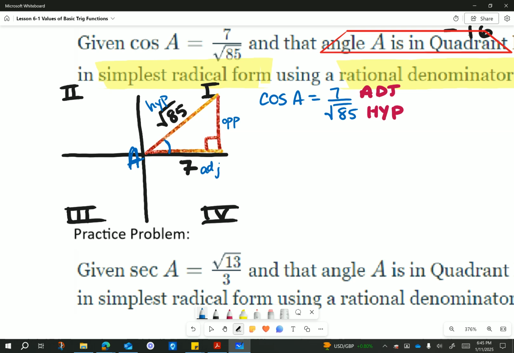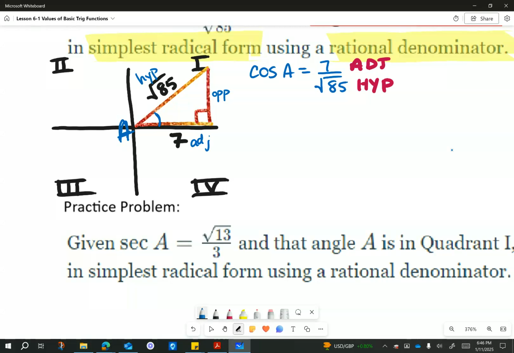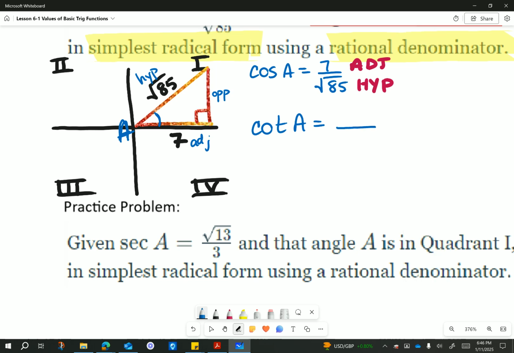So they asked us to find, what was it? Cotangent of A. So let's write cotangent of A. They gave us cosine of A, and we're asked to find cotangent of A. Now cotangent of A is what? It is going to be A over O, in other words, adjacent over opposite. Luckily for us, one of the side lengths we already know, that's a 7. So I'm just going to put a 7 right there. The opposite, I have no idea what it is. It's a missing side length.